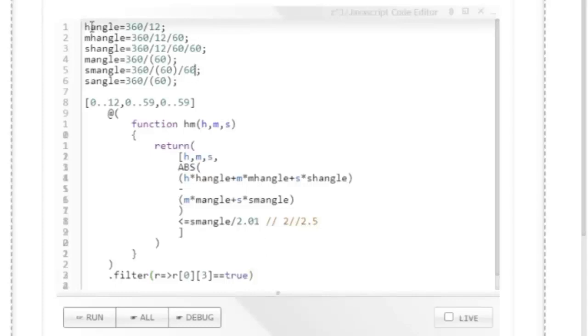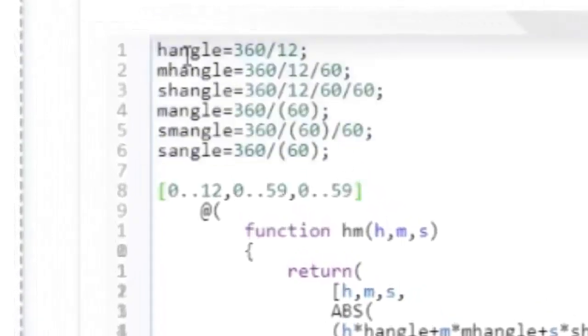So to handle this, we create some variables. The first is the number of degrees by which the hour hand will move in an hour, and that's h angle, and the amount in degrees by which the hour hand will move for a minute, that is mh angle, and sh angle is how much the hour hand will move for a second, and m angle is the amount the minute hand will move for a minute, and sm angle is how much the minute hand will move per second. So that's going to be a very tiny amount. And s angle is the amount a second hand, if you have a second hand, will move in 1 second.